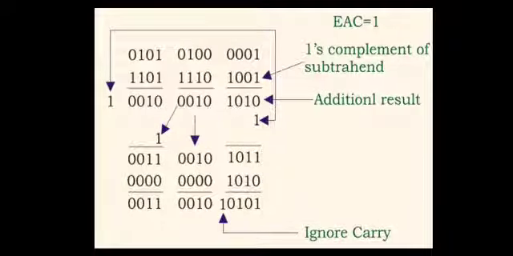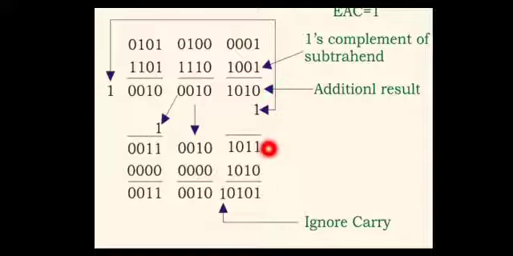See here, 1 plus 0 is 1, and 1 plus 1 is going to 0, and we have carry 1. And 1 carry 1 plus 0 is 1, and again 1 plus 0 is 1. Next, 1 plus 1 is going to 0 and carry will get 1 here. So ignore that carry. Okay, ignore this carry 1.